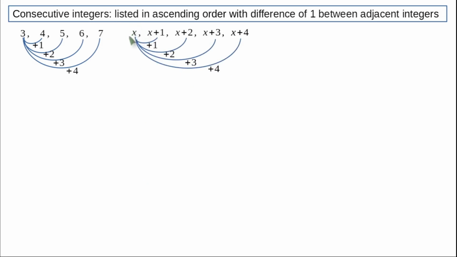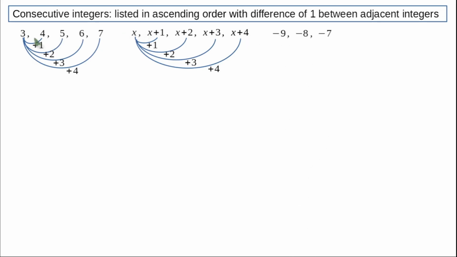If we know the first integer is x, then the next integer will be x plus 1. Next will be x plus 2. And the fourth integer will be x plus 3. And the fifth integer will be x plus 4.